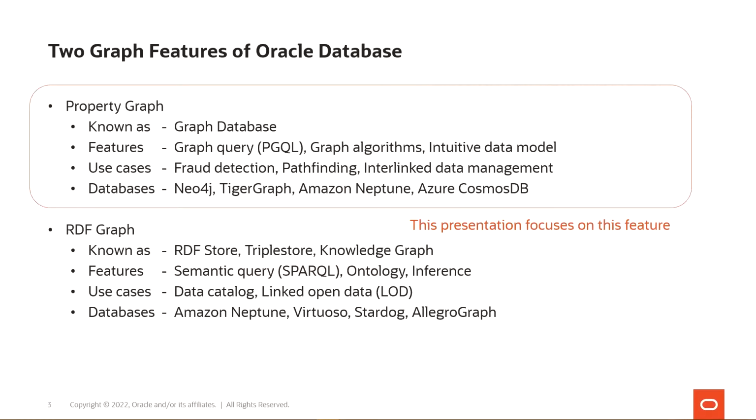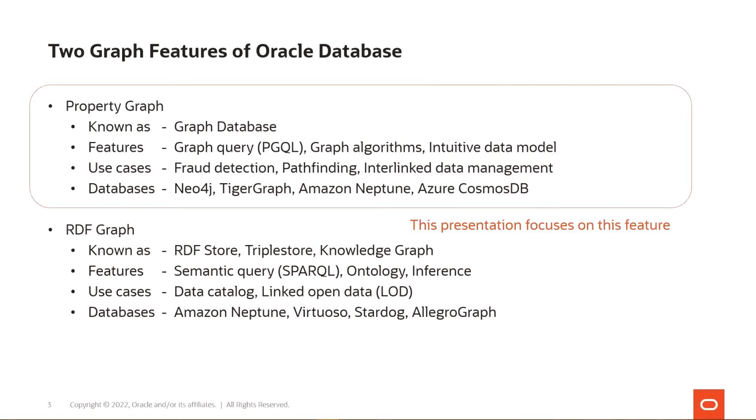And the second graph data model we are supporting with the Oracle database is what we call property graph. Property graph is a very generic type of graph using a model that is based on nodes and edges. So nodes representing entities or types of information, and the edges representing the relationships between those nodes.